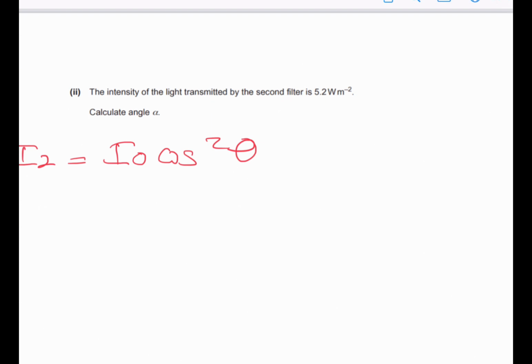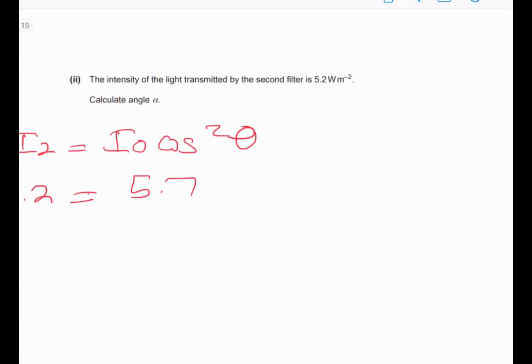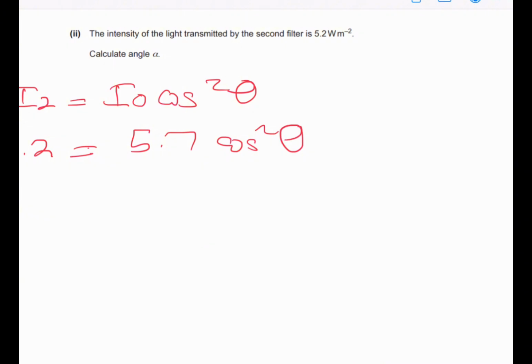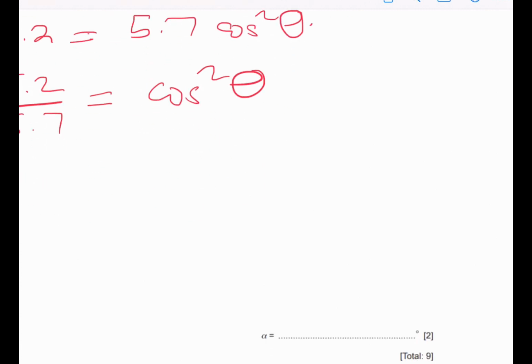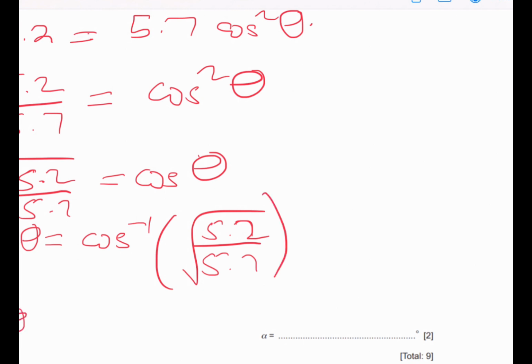What is our value of I2? It's actually 5.2. What is our value of I naught? It's actually 5.7. So I naught is this incident light, which we have calculated to be 5.7. So that's cos squared of theta. So 5.2 divided by 5.7 is actually equal to cos squared theta. Therefore, the square root of 5.2 divided by 5.7 is actually cos of theta. Hence, theta is actually a cos of the square root of 5.2 divided by 5.7, and that gives you a value of theta to be 17.28 degrees.